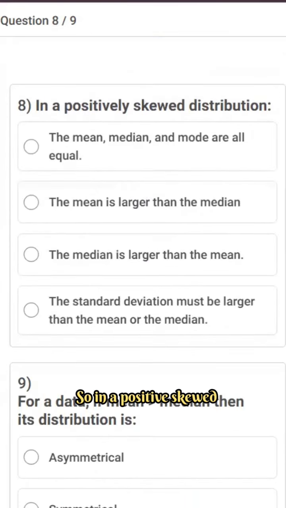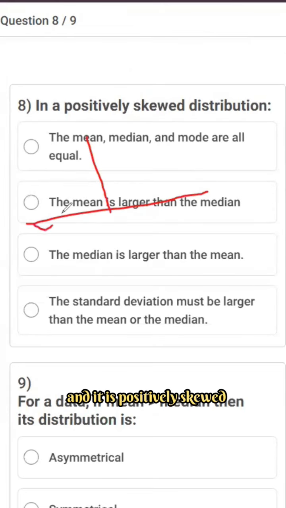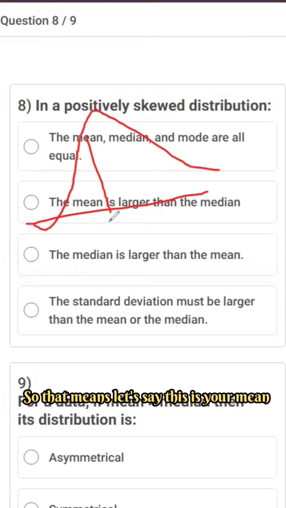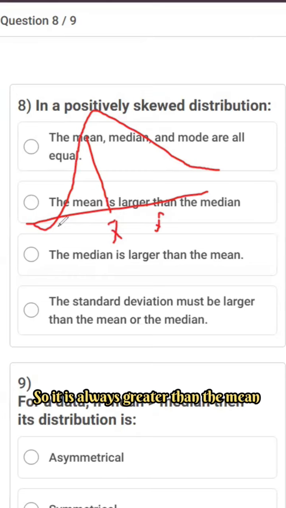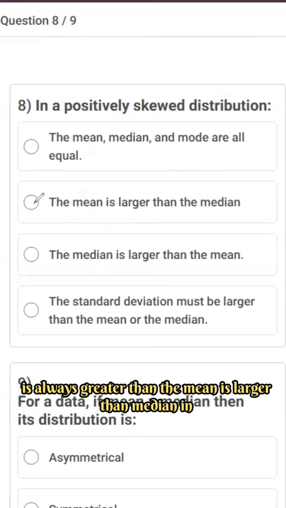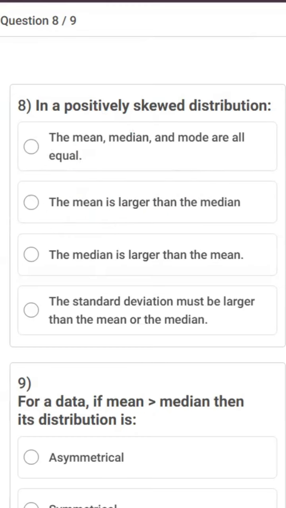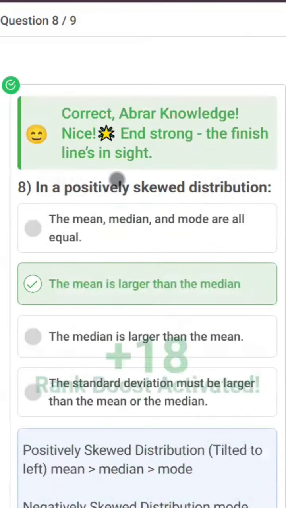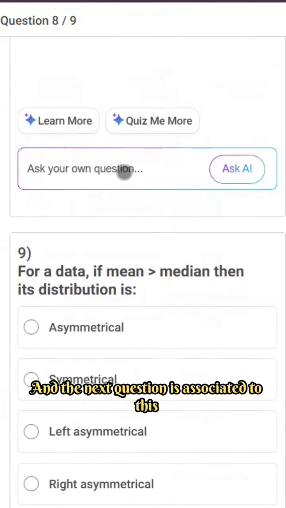So in a positively skewed distribution, for example, let's say you have a distribution and it is positively skewed, so that means, let's say this is your mean and this is your median, right? For example, the mean is always larger than the median in that case, right? So we are going to select this. And the next question is associated to this.